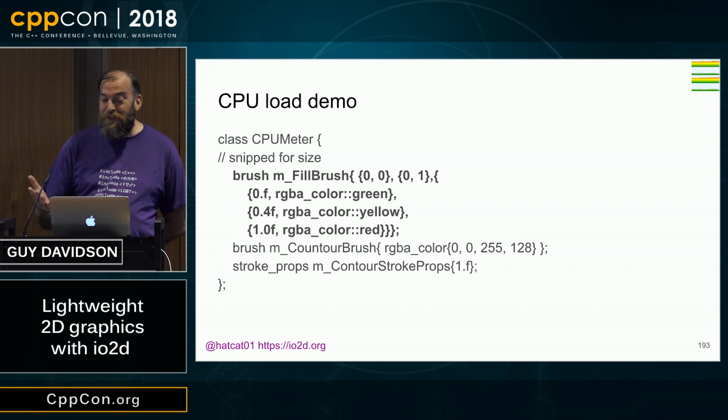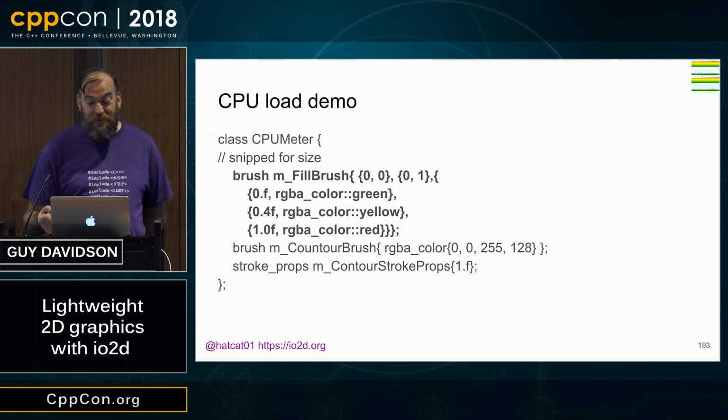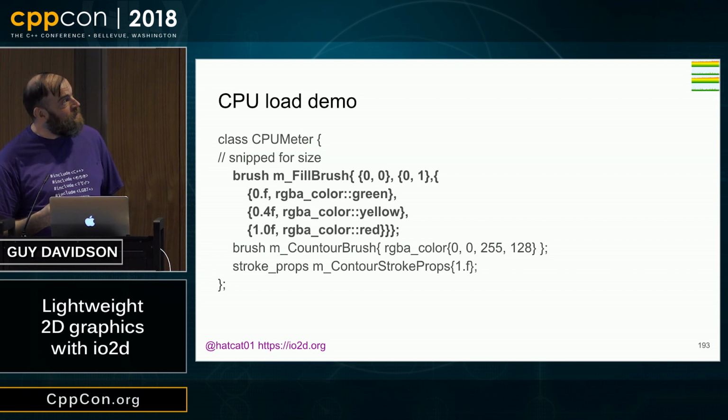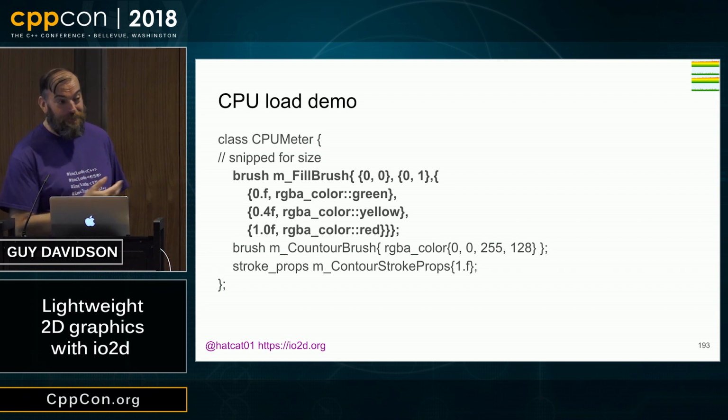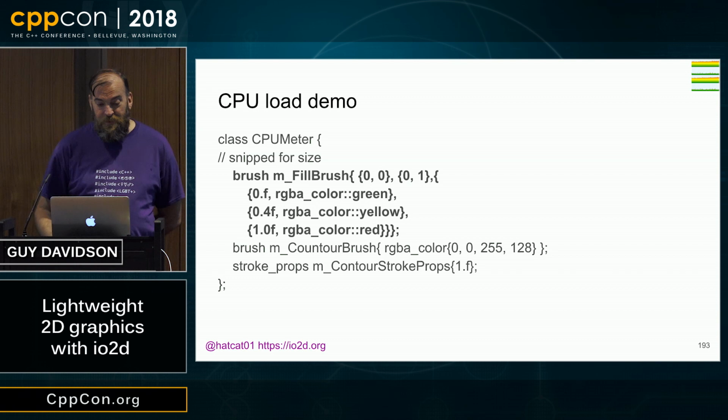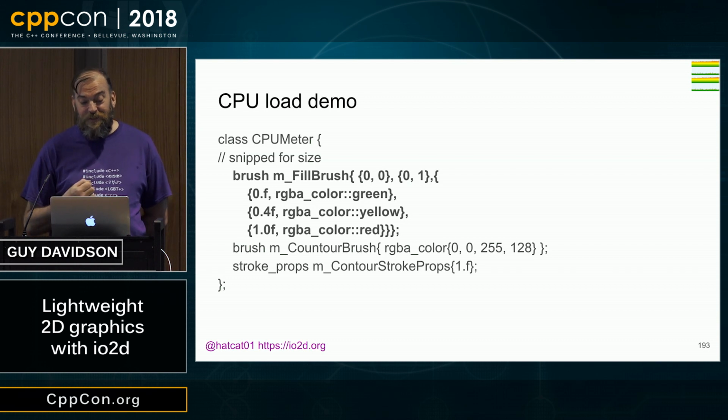Looking at the parameters in turn, the first parameter is a point, so is the second parameter. So this is a range from 0 to 1 in the y-axis. Remember, it went from green to red. And next we have an initializer list of 3 gradient stops.